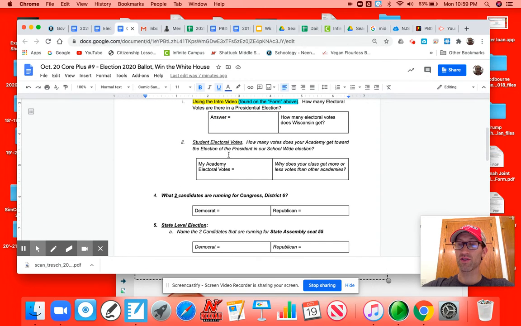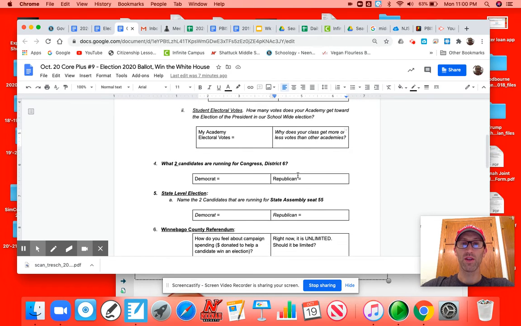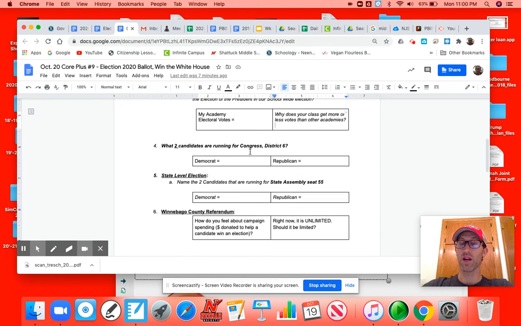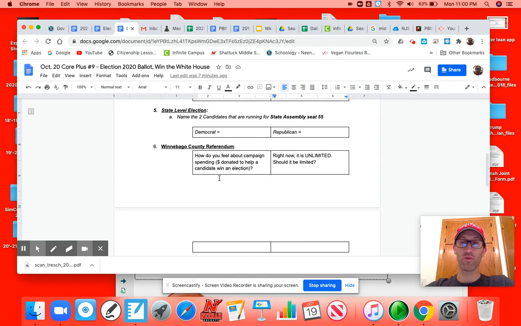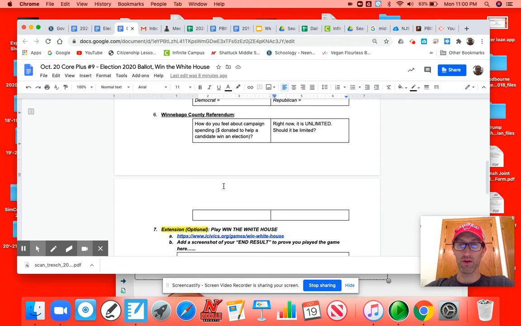You will look at the student electoral votes. What I did, and Mr. Schultz helped me, is we figured out a way to award academies electoral votes, and you need to find out how many your academy gets and why that number differs versus other academies. You will look up the 2 candidates who are running for Congress or House of Representatives in District 6, which represents Neenah. At the state level, you will look at who's running for the state assembly. So who is going to work in Madison to fill seat 55? Who are those candidates? And then lastly, what is the Winnebago County referendum all about?